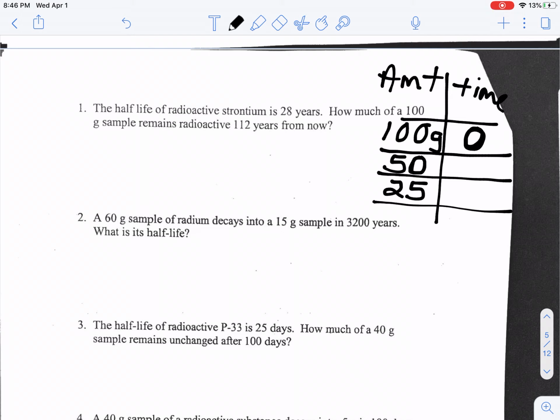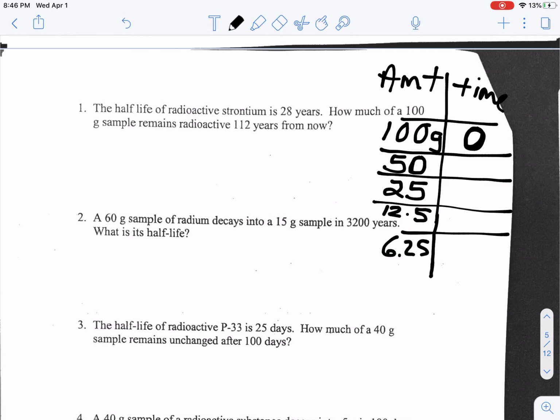50 in half is 25. 25 in half is 12.5. 12.5 in half is 6.25. And of course you could keep going, then it would be 3 and so on.